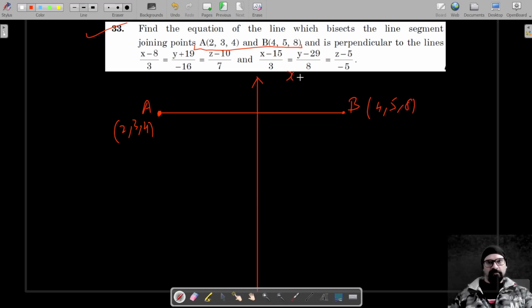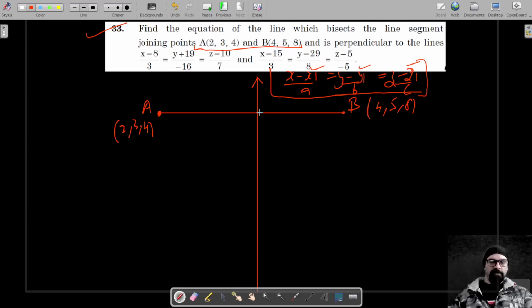And let the Cartesian equation of this line be (x minus x1) by a is equal to (y minus y1) by b is equal to (z minus z1) by c. Okay, so let's say this is the required equation of the line. And if I'm able to get the point through which it passes, which of course is the midpoint, because it says that it bisects the line segment joining the points, that means this line passes through point D.